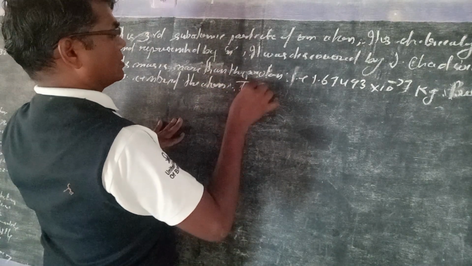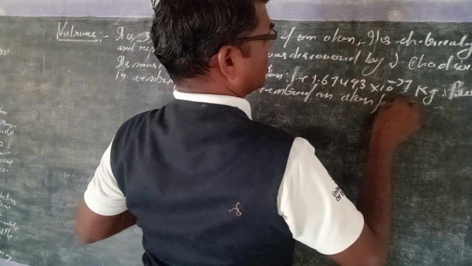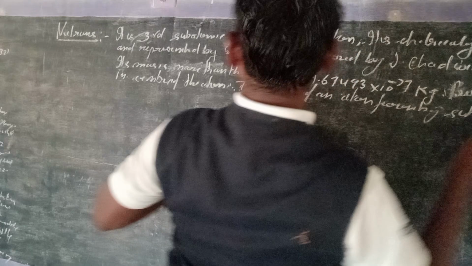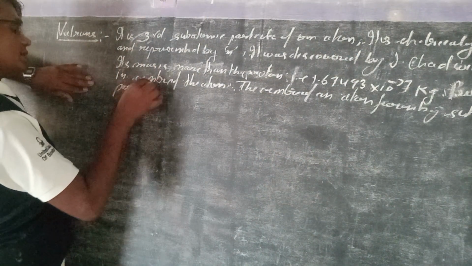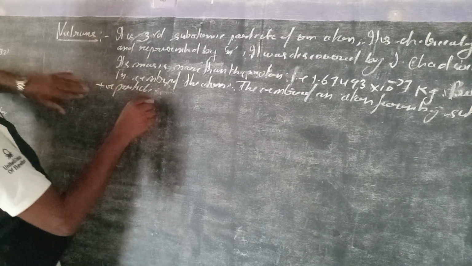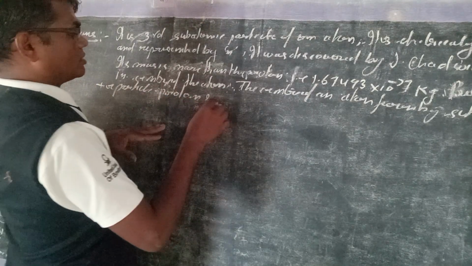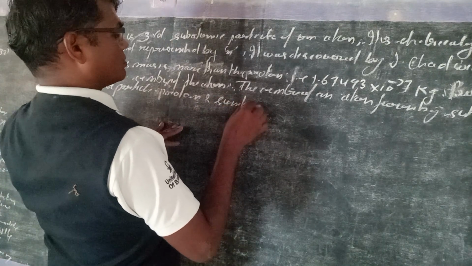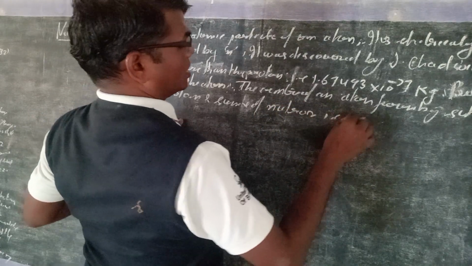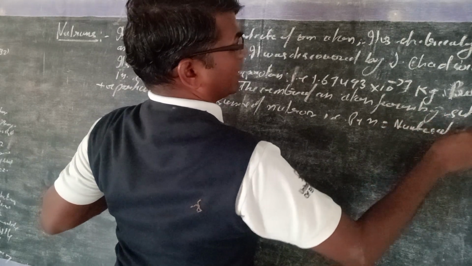The center of an atom is formed by the subatomic particles: protons, the positive particles, and neutrons. That is, P plus N is equal to the nucleus of an atom.